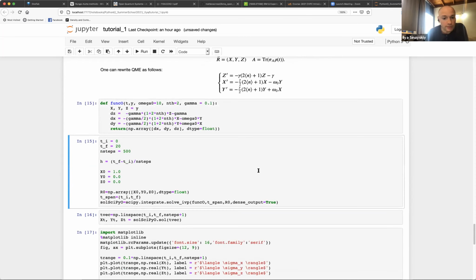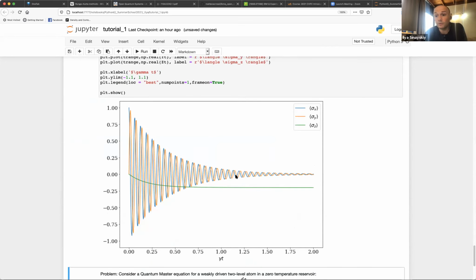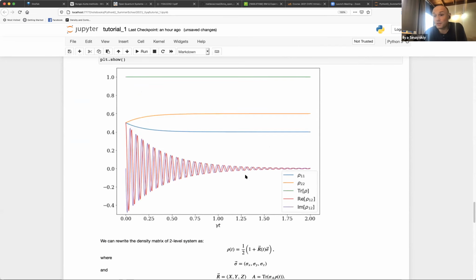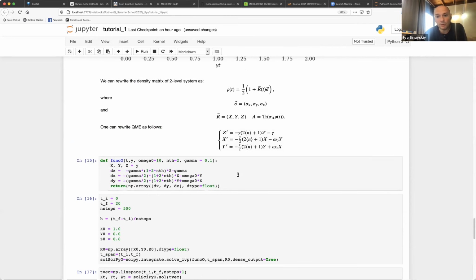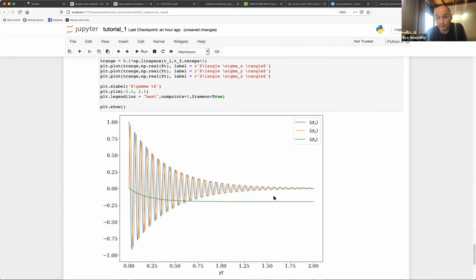And now we can just do again the propagation. We need to recalculate initial conditions, form the vector, and plot the solution. Okay, first of all, we can see that the solution is looking slightly different. And the reason is very simple, because we're plotting different things. Here we're plotting elements of the density matrix, and here I'm plotting observables.